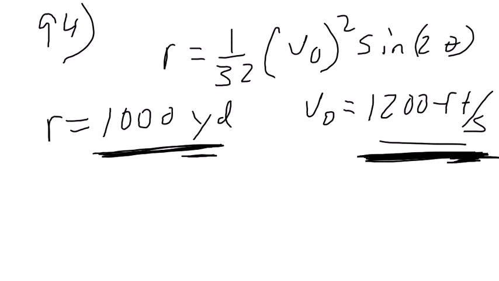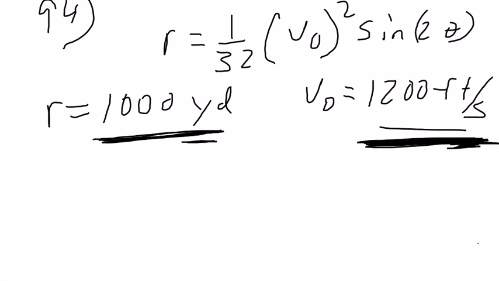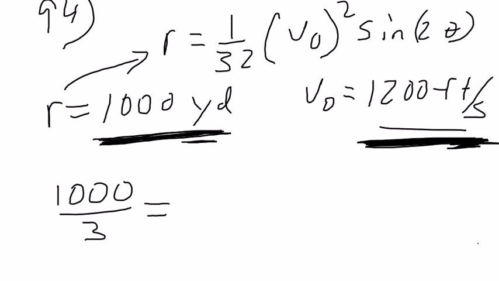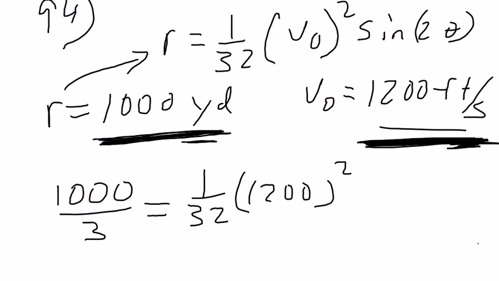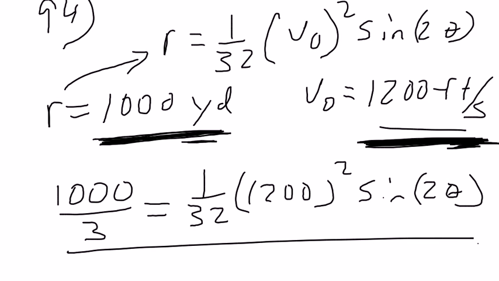Either way will work. So we want to figure out when we get to 1,000 yards, so I'm going to put 1,000 yards divided by 3, now it's feet, and I'm going to substitute that in for r. Initial velocity of 1,200 feet per second, sine of 2 theta. So all we have in this equation is one unknown. The best way to do this problem is to graph it.